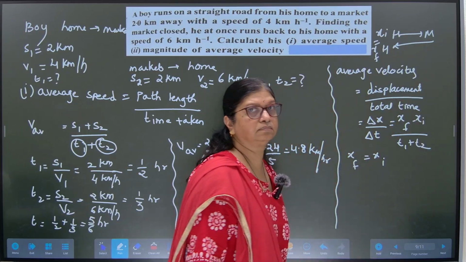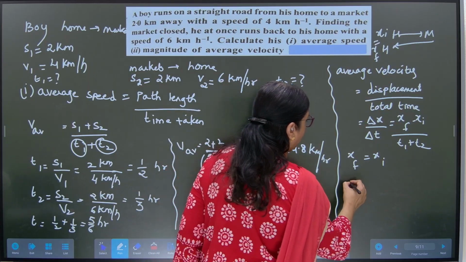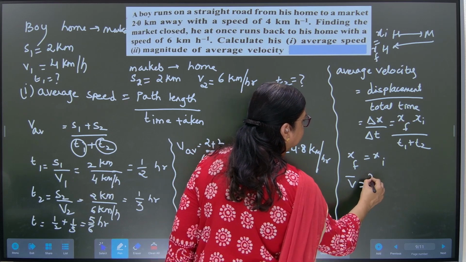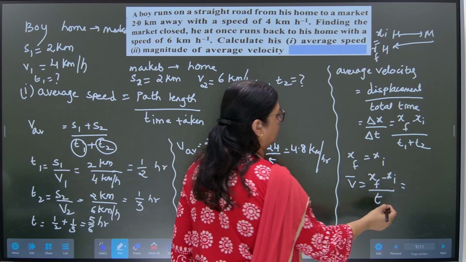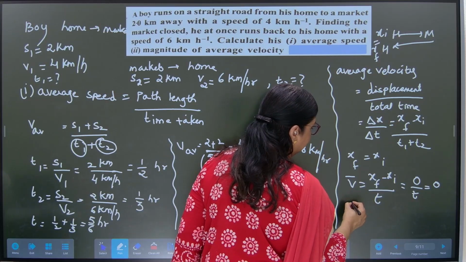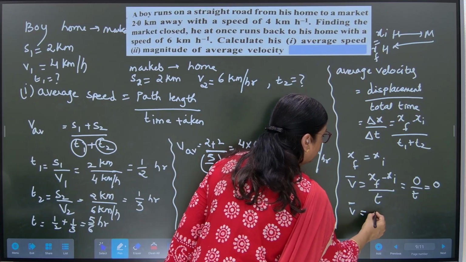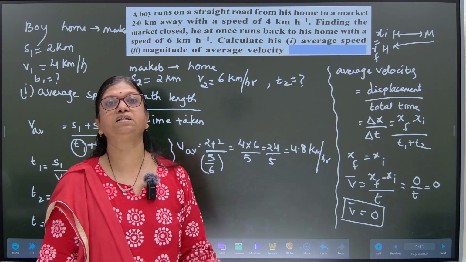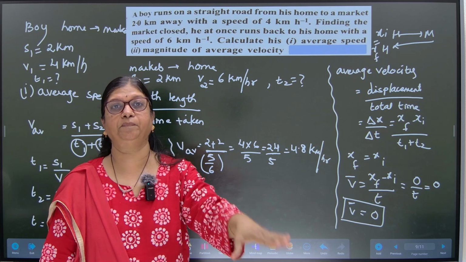Both are equal. Correct? So if I substitute xi equal to xf in the formula, V average is equal to delta x, or I write it as xf minus xi upon t, but xf is equal to xi. So what will I get here? 0 upon time. So the answer is 0. So V average, that is average velocity, V bar. How to read it as V bar? V bar is equal to 0. That is, the average velocity of the boy is 0. Why? Because its initial and final position was the same.